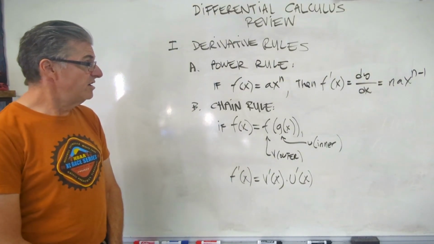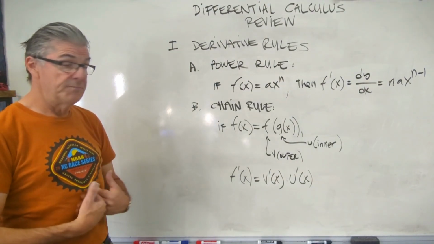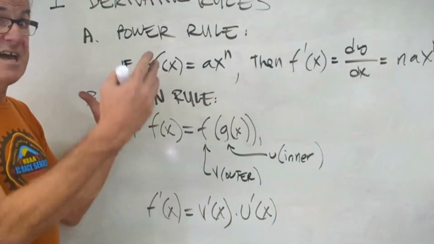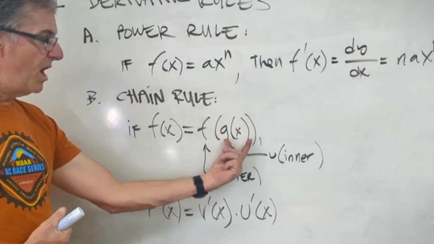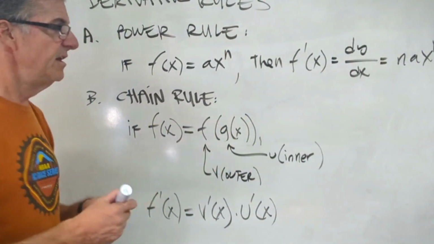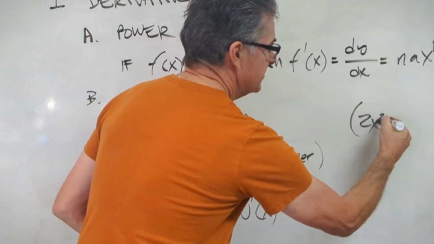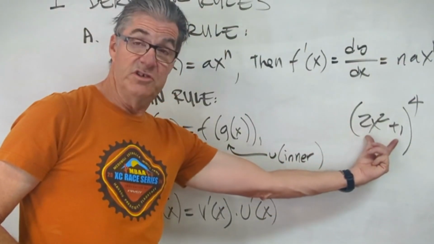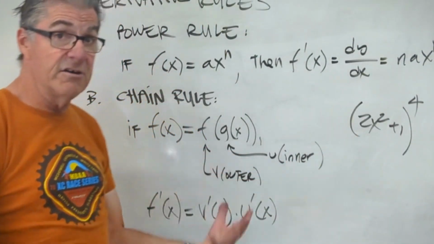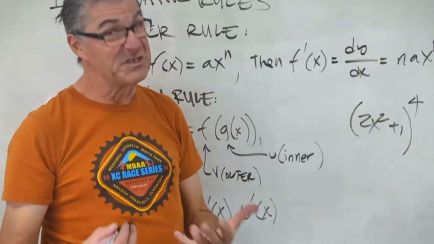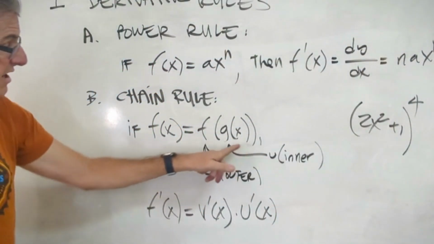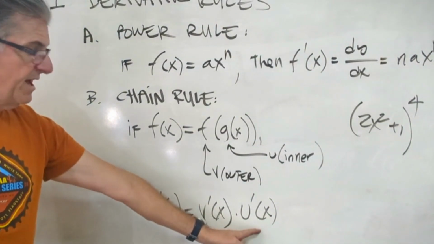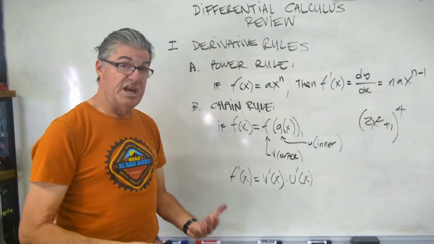The second rule we got was the chain rule, a little bit more complicated. The chain rule is when you have one function, in this case g of x, buried inside a larger function. So this could be a polynomial inside parentheses, something like 2x squared plus 1 raised to a power. This is the inner function, 2x squared plus 1, and the outer function would be this thing squared. So what we do is we recognize which is the inner and which is the outer, and then we take the derivative of the outer and multiply it by the derivative of the inner. That is the chain rule.